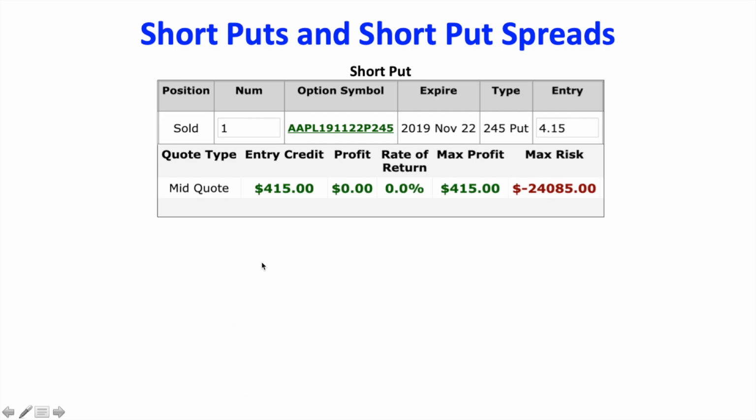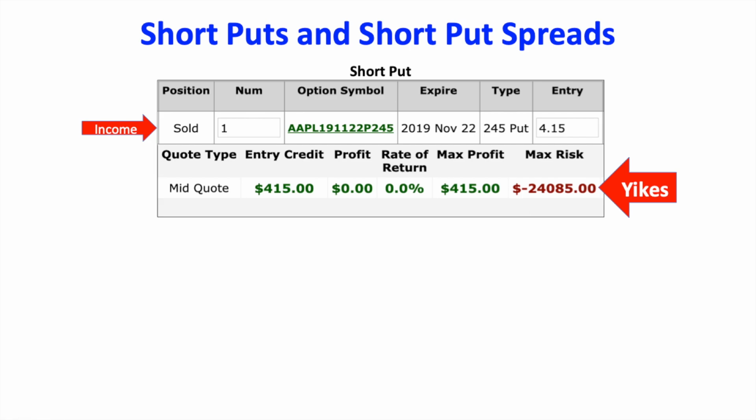So here's an example of selling a 245 put on Apple Computer. Of course, if you sell a 245 put, that gives you the obligation to buy Apple at 245. If Apple drops below that point, let's say it drops down to 200, you're going to have to buy that stock for 245, and that's going to cost you a lot of money. In fact, the maximum risk on a naked put at 245 with $4.15 of income, that's $415 total dollars for one contract, that's going to be your income, but your risk on this naked put is over $24,000. Yikes, ain't nobody got time for that.